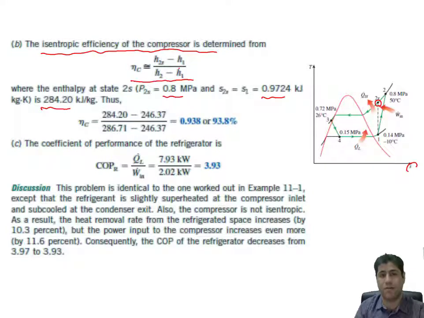We have already found H1 and H2. Simply we can calculate the isentropic efficiency of the compressor, which is about 0.938, or 93.8%.